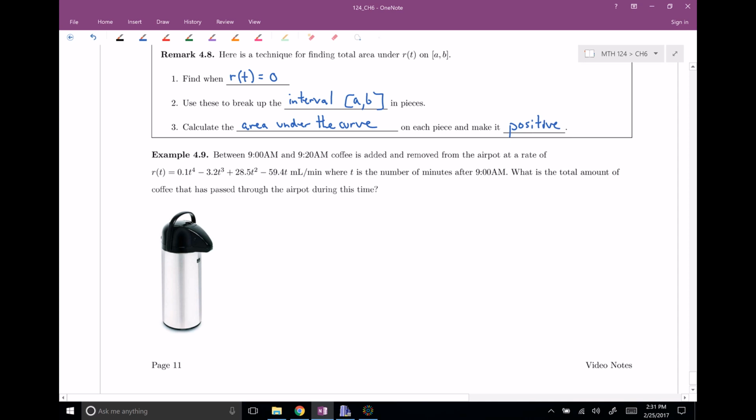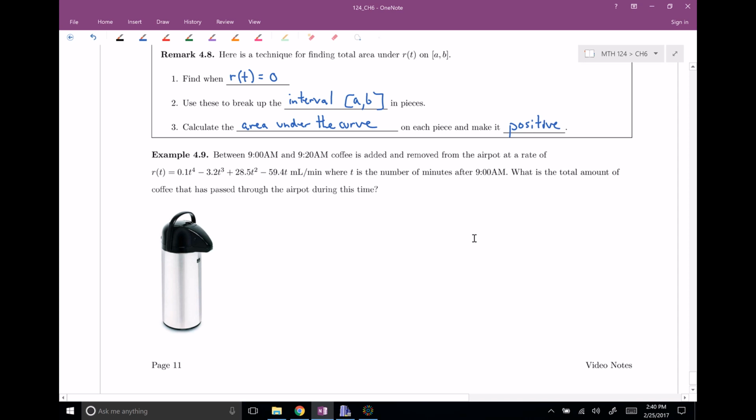And so you could ask about how much the coffee level changed between those 20 minutes, but maybe a more interesting question is what is the total amount of coffee that has actually passed through the air pot at this time. So this is talking definitely about a total area. Stuff being added, stuff being taken away, all that good stuff. So let's calculate this out.